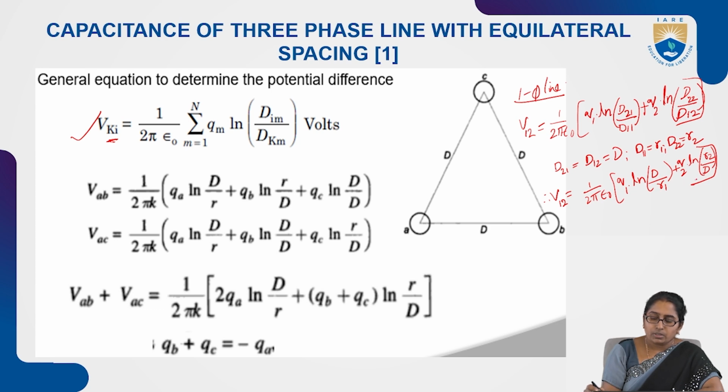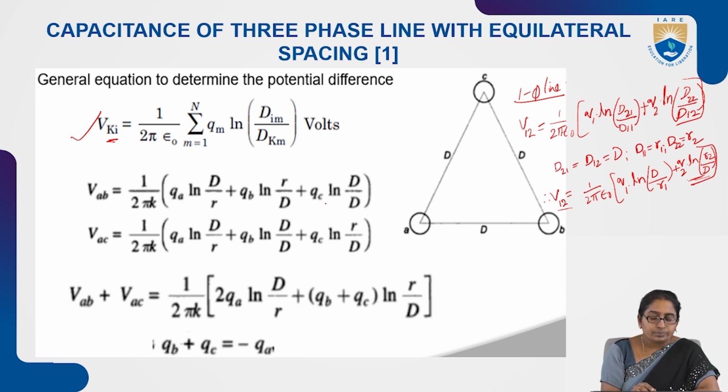Then the second term is with respect to the second conductor, because this is a V12. In a similar manner we write VAB. The first term is already done, then the second term is with respect to the B conductor, QB, log of the conductor radius R in the numerator, and down the distance between the conductors. Next, the third component is with respect to the third conductor, QC.